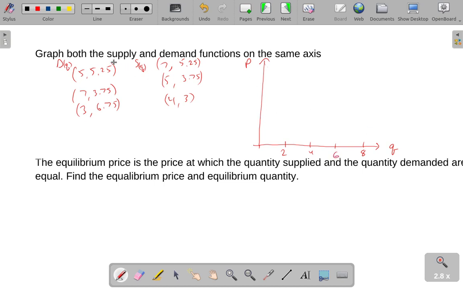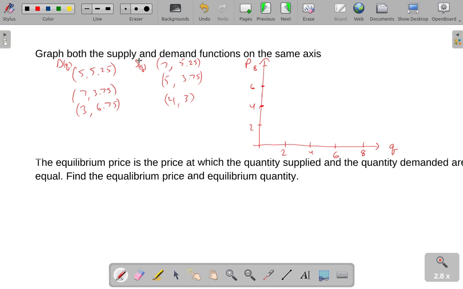And then for my prices, it looks like the highest price I have on here is $6.75. Let's go 2, 4, 6, 8 again. When you're setting up your graph, try to make sure your spacing is consistent, at least consistent within the vertical and consistent within the horizontal. Those two don't have to match between them, but you do want them to be internally consistent. So $2, $4, $6, $8, and this is, remember, 2,000 items, 4,000 items, and so on.